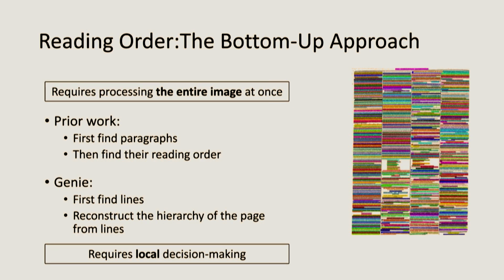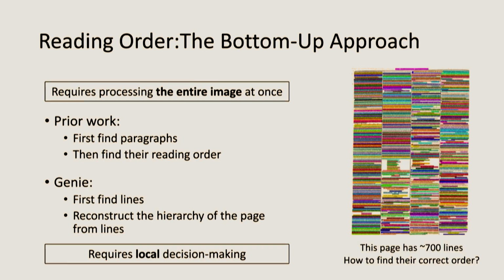But what we do, and what we found out to be more suitable for large language models, is that we can do a bottom-up approach. So we first start with lines and try to reconstruct the hierarchy of the page from the lines. The key difference here is that if you want to merge at a line level and try to move up from there, you only need to make local decisions at a time. And it turns out that in practice, making local decisions is much easier for neural models in this setting than trying to process the entire image at once and trying to figure out the flow of the text that way, the way prior work used to do.